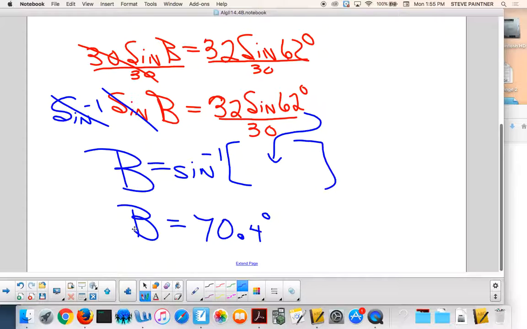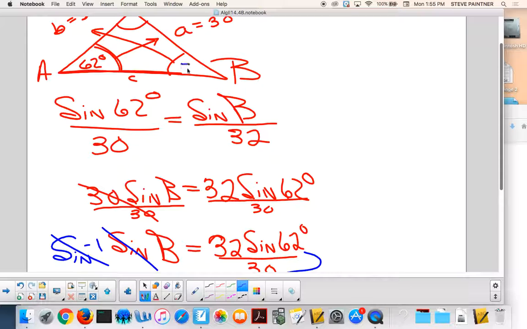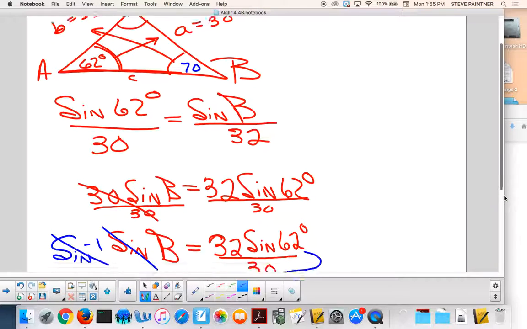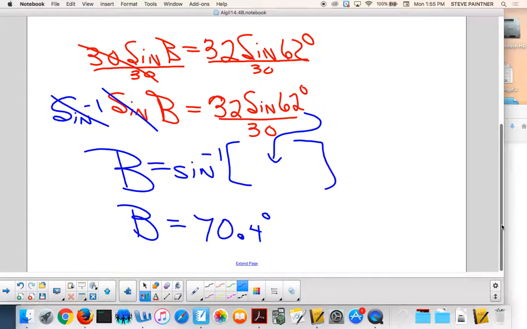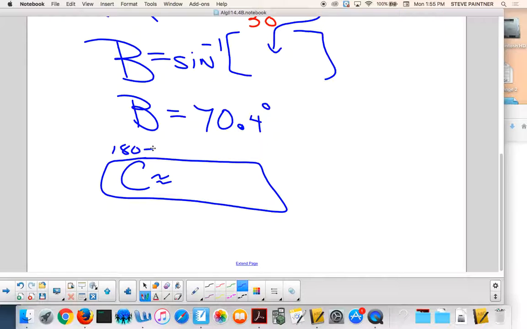Okay, the question is, is there one triangle, or two? Well, we know we've got to check for one. Let's put 70.4 back in. If this is 70.4 and this is 62, is there enough room for the third one? I would think so, because the two angles don't add up to 180. So what's C going to be? 180 minus 70.4 minus the given 62. C is 47.6.